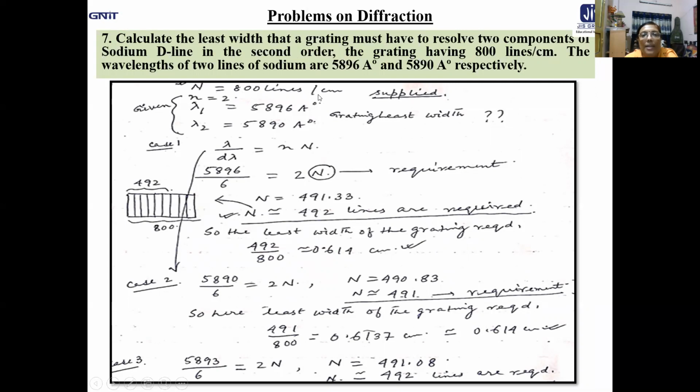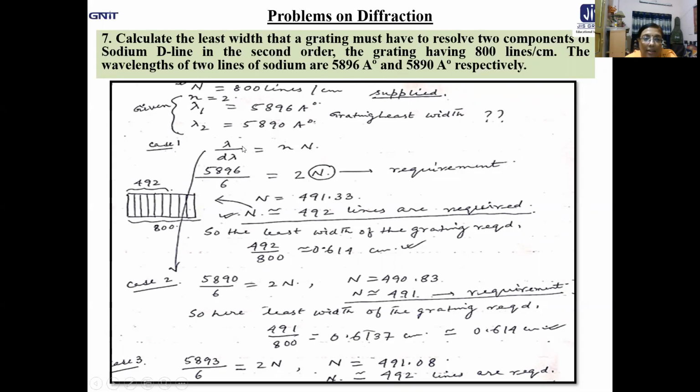N equals 800 lines per centimeter for the given grating. The order is told, and lambda 1 and lambda 2 are given. So you are asked to find the least width of the grating. Here, I will clarify the Rayleigh criterion of resolution to some extent, in the fact that lambda can be either of them or their mean. In the last class we have done that, but let us clarify it through an example here.